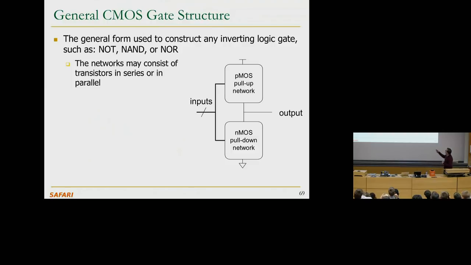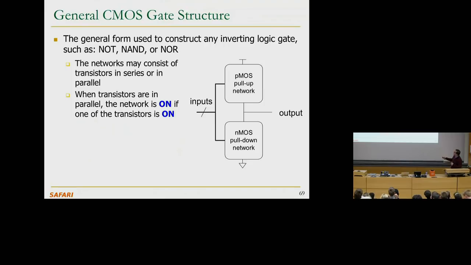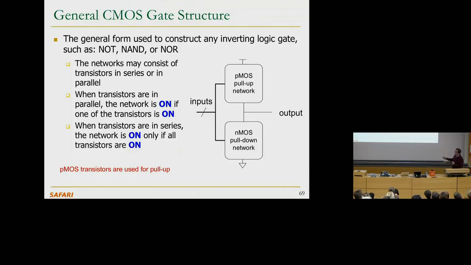And the networks may consist of transistors in series or in parallel. As I said, when transistors are in parallel, the network is on if one of the transistors is on. When the transistors are in series, the network is on only if all transistors are on. And you need both of these to make it work. PMOS transistors are used so that you can get a 3 volt or logical 1 at the output. They're used for pulling up the output to a high value, logical 1. NMOS transistors are used for pull down. You need to pull down the value to a logical 0. And as we discussed, one of your colleagues asked, why not just have PMOS transistors? Because you would have a short circuit otherwise.